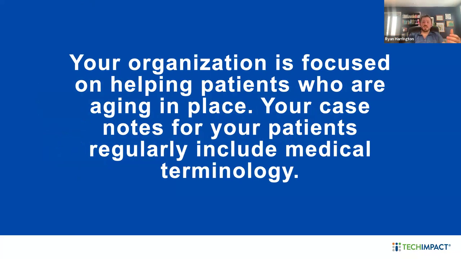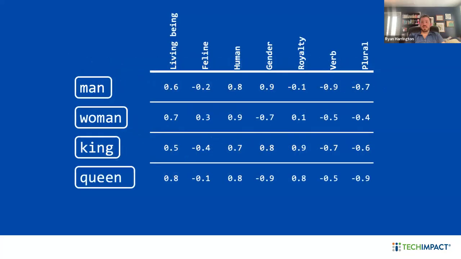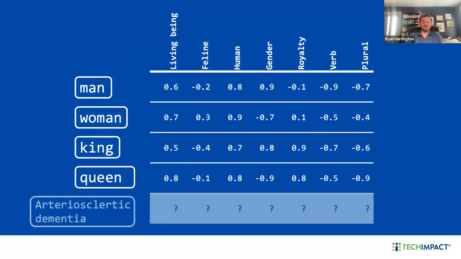So let's go back to our example of man, woman, king, and queen. And imagine that there's, like I said, tens of thousands, millions of other words inside of this model. Well, here's something that the model might not include. Some medical jargon. I can't even pronounce it because I decided to not go to med school. Arteriosclerotic dementia. That might be something that is directly impacting patients in this aging in place community.